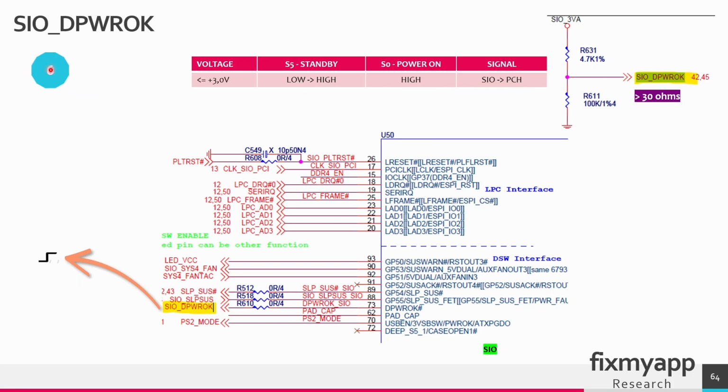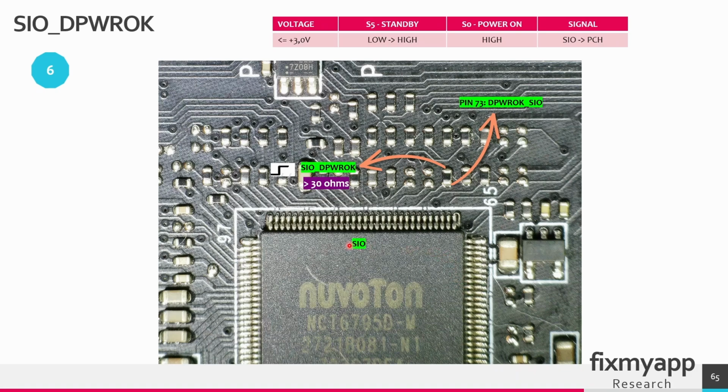In power sequence 6, there has to be a voltage created of 3 volts. In the standby state, it goes from low to high, and in the power on state, it remains high, and the signal travels from the Super I/O chip to the PCH chip. So this is the Super I/O chip, and near this chip you have some resistors. At this resistor you can measure the Super I/O D-Power OK signal, and also the D-Power OK signal that comes from the SIO. So this signal will go through this resistor. From here it will go to the PCH, and the signal will go from low to high.